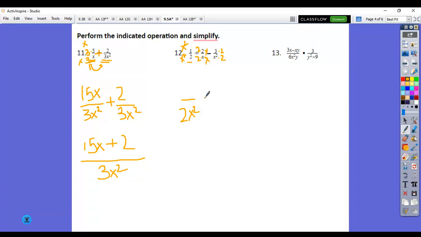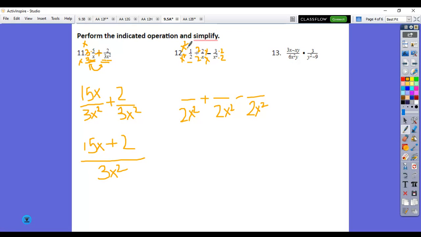So if it's easier for you to find your least common denominator first and then multiply by what you're missing, that's fine too. Our goal is that all denominators will be the same.